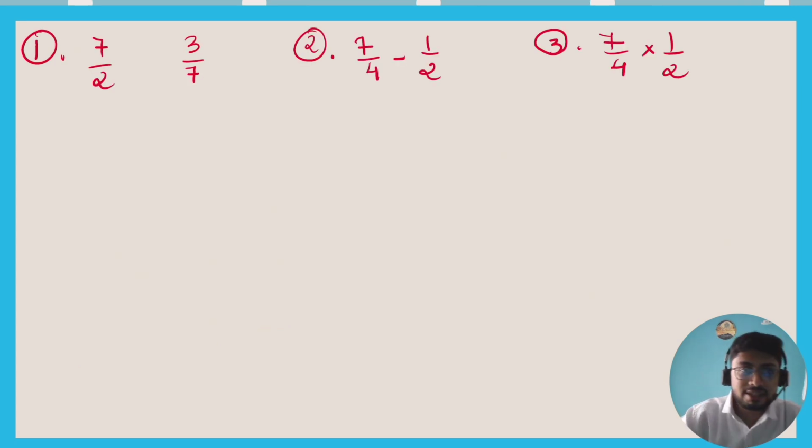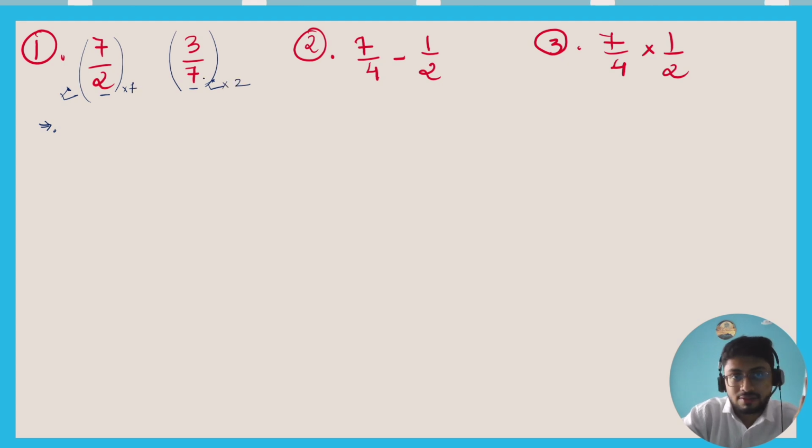Okay, so let me start with a few questions. 7 by 2, if someone asks you which one is the greater one, how are you going to answer? So first of all, for addition and subtraction, what we want is LCM, because we want a like fraction. Now LCM of the denominators, why? Because I want the denominator the same, so I need the same number at the denominator. So what is the LCM of 2 and 7? It's 14. So I'm multiplying 2 with 7 and 7 with 2.